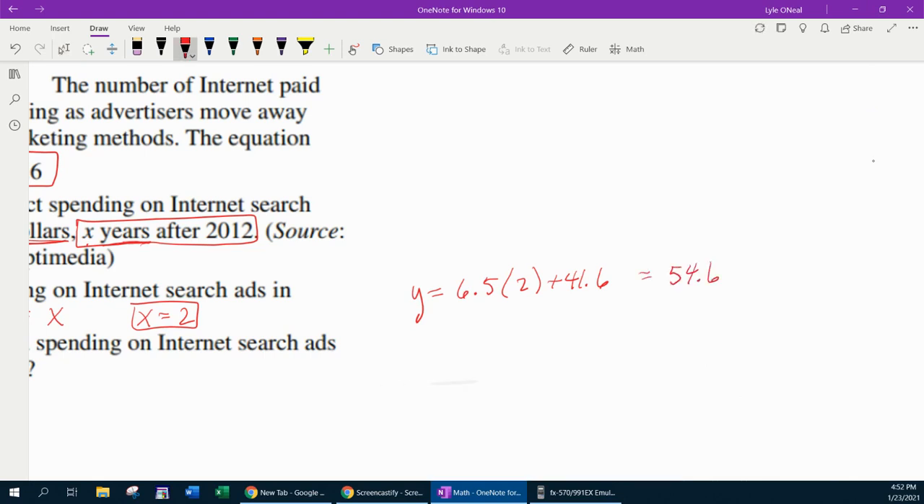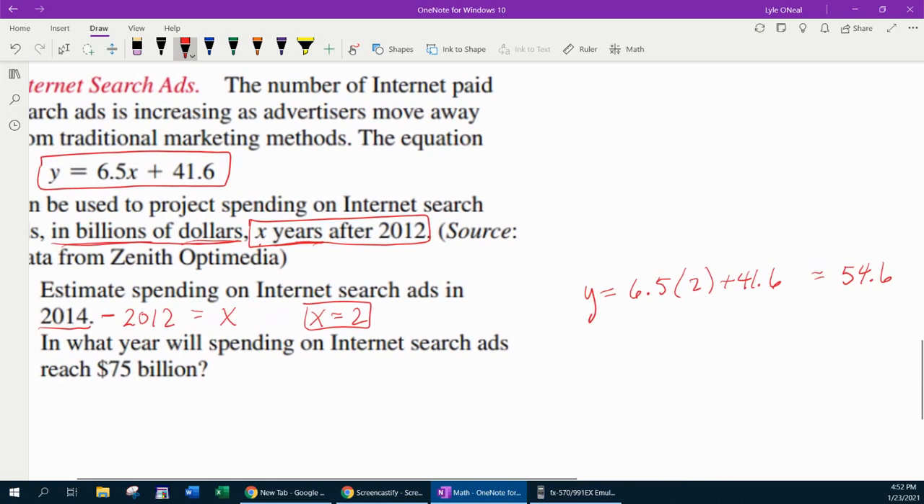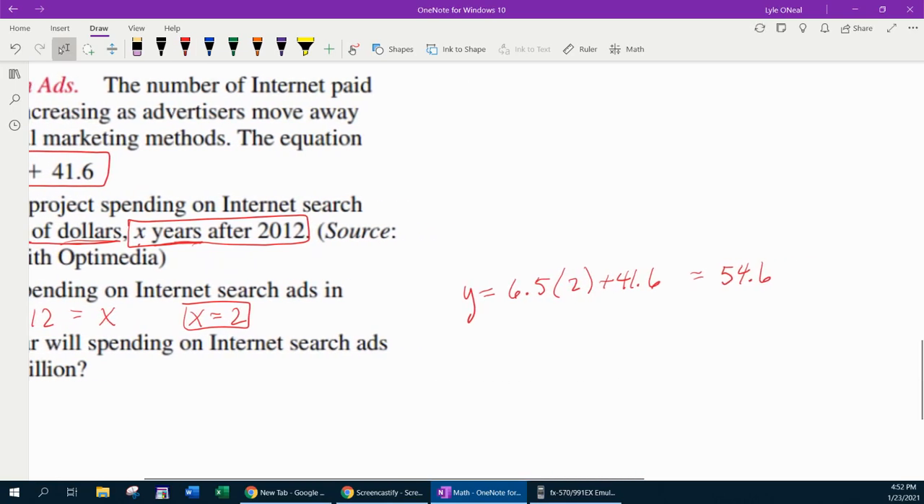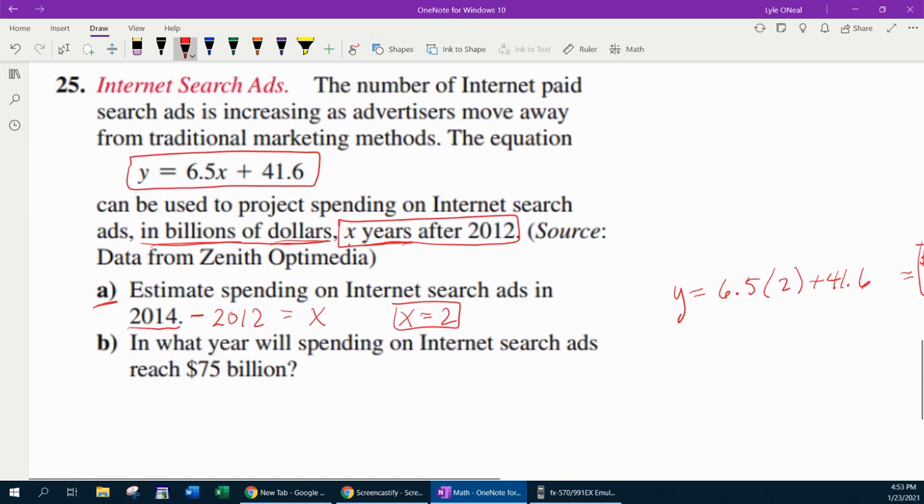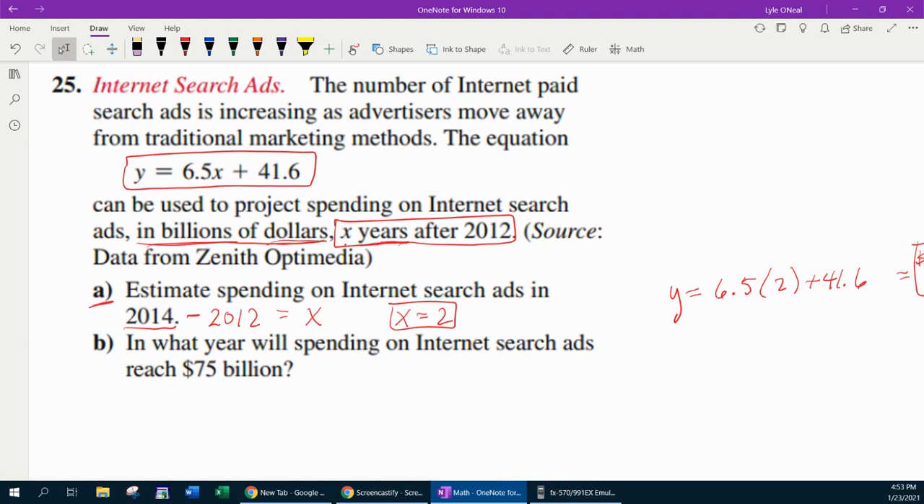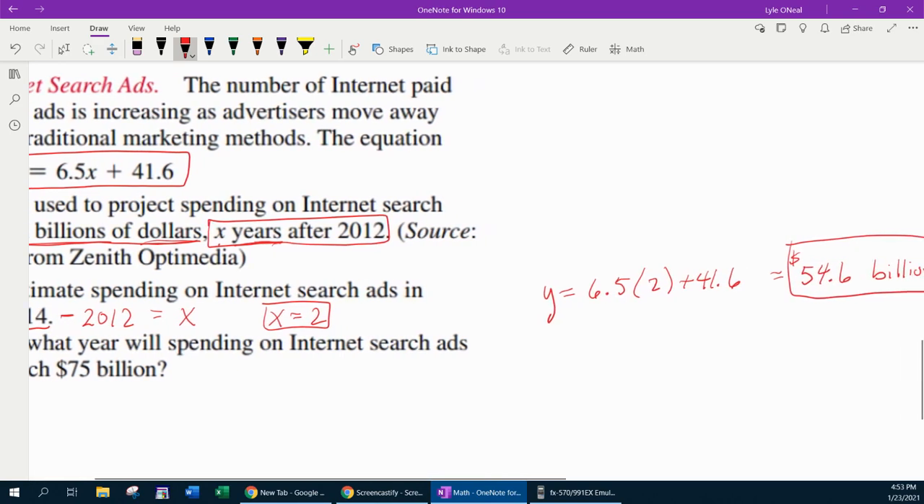54.6. Remember, we said Y is dollars in billions. So that's going to be 54.6 billion dollars. That's how much is projected on internet search ad spending. That's how much companies are going to be spending on internet search ads, projected in 2014. Okay, that's what that number represents.